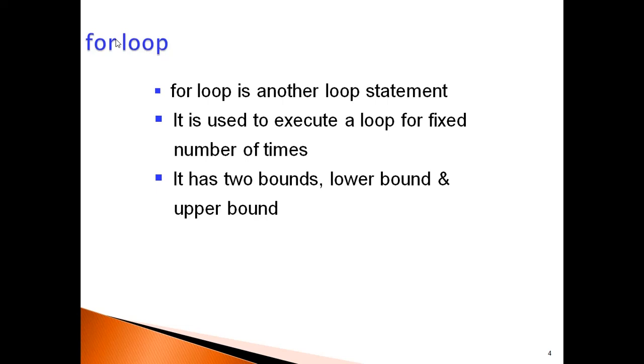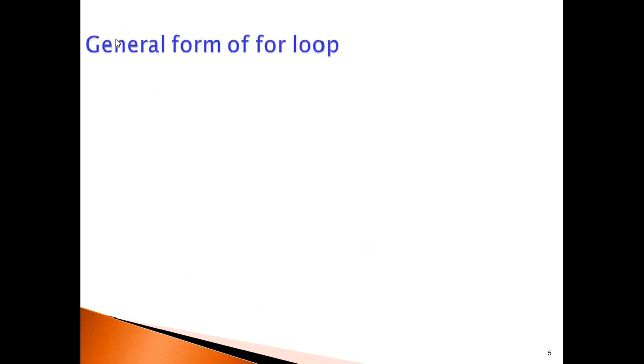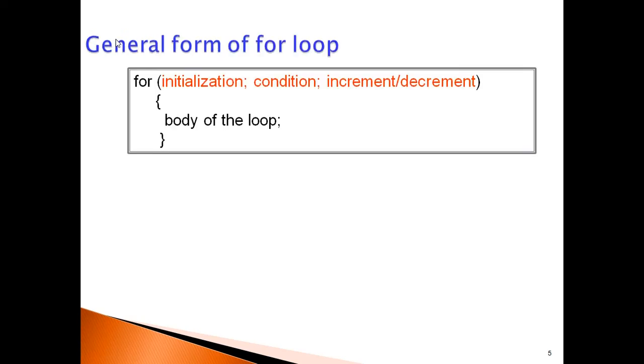It has two bounds, a lower bound and an upper bound, and one altering statement to reach from one bound to the other, else it becomes an infinite loop. The general syntax of the for loop is, observe this for loop syntax. For: initialization, condition, increment or decrement within the parenthesis, and then the body of the loop.